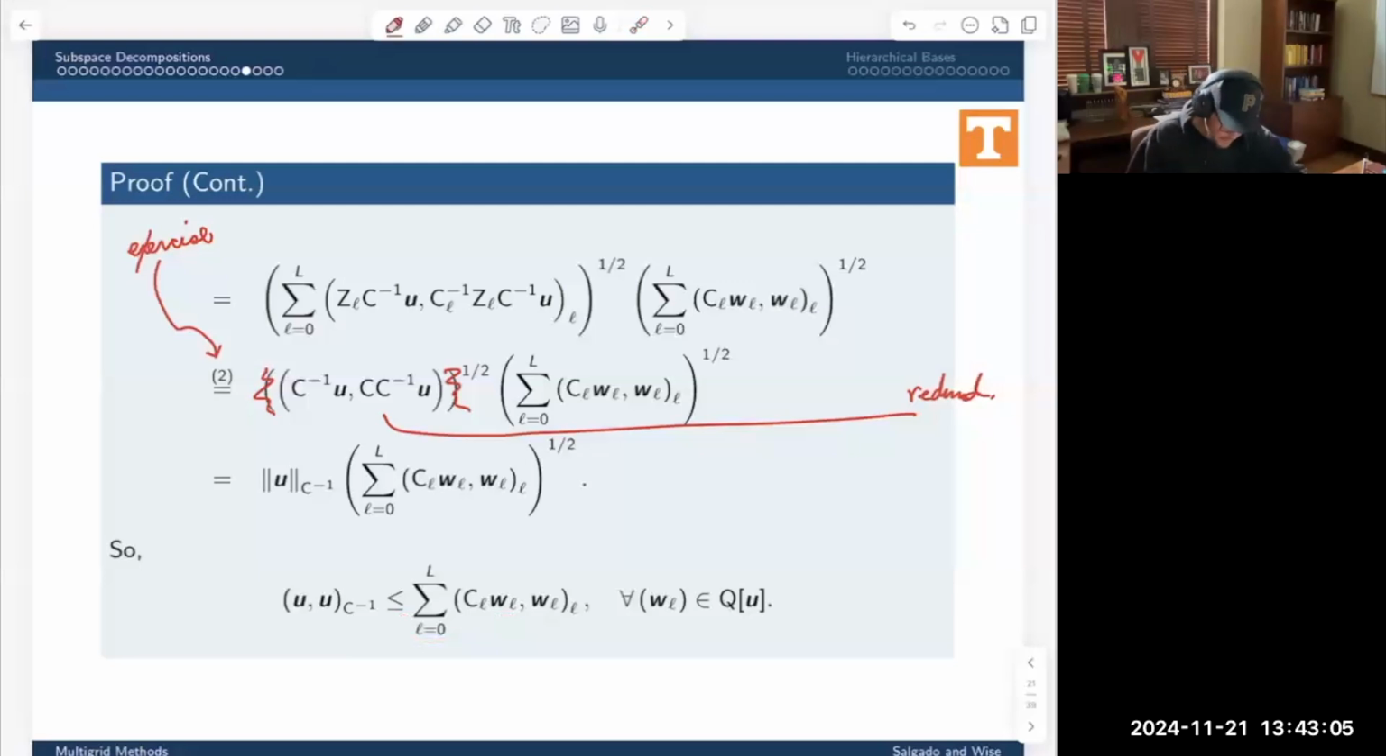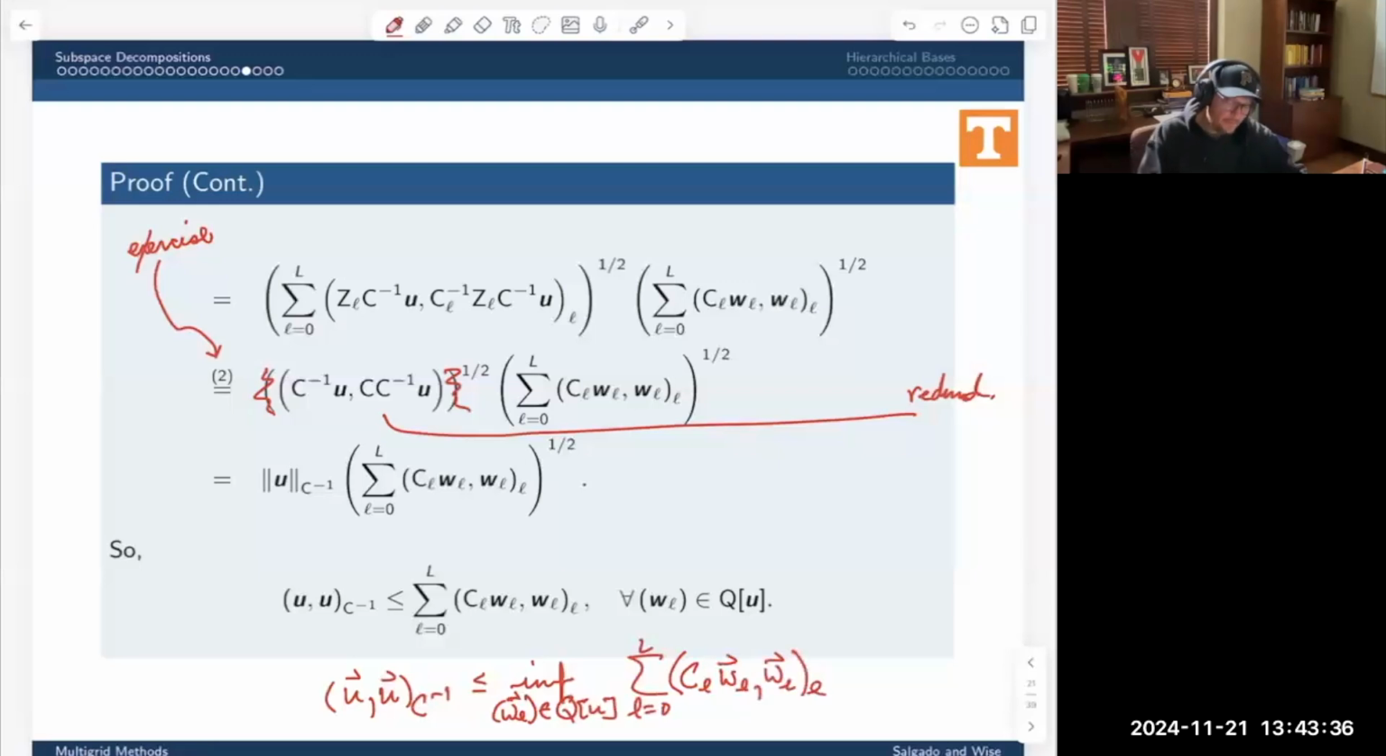So what I can show here right away is U C inverse is less than the infimum of all WL in the Q class of all objects which look like this, L equals 0 to L. So these are a bunch of numbers. So I'm taking the infimum over a bunch of numbers. In fact, you can only take the infimum over a bunch of numbers. So keep that in mind.